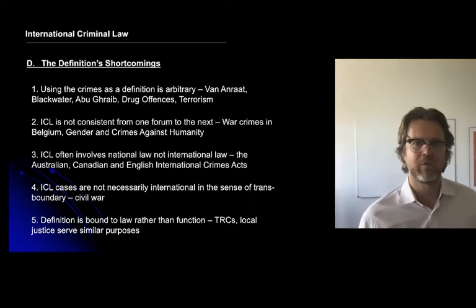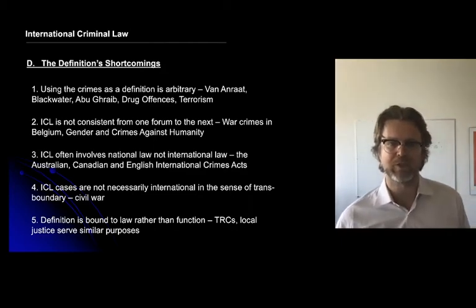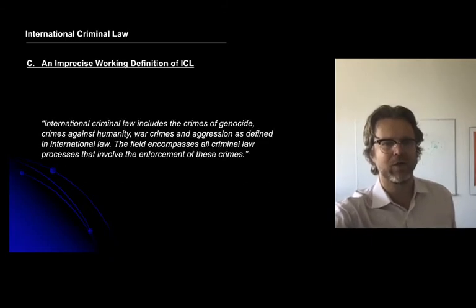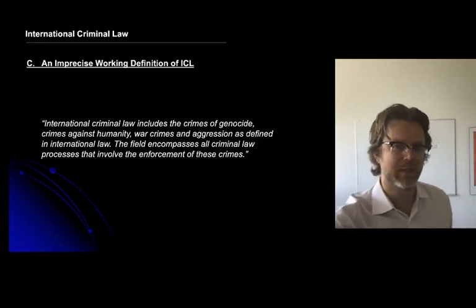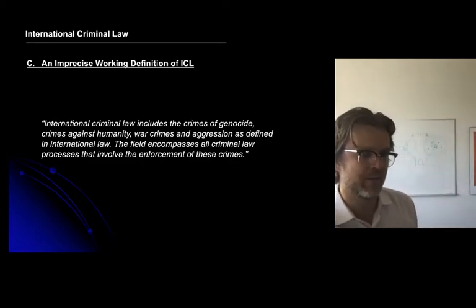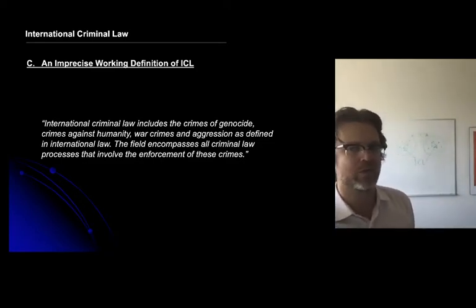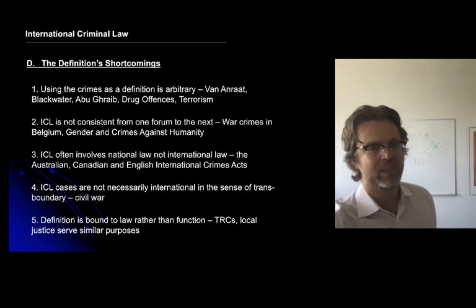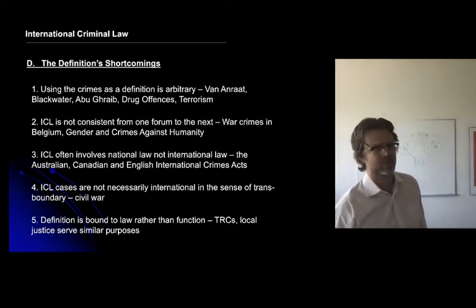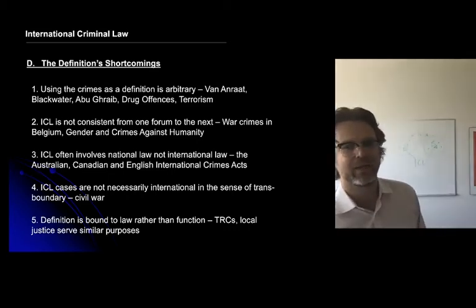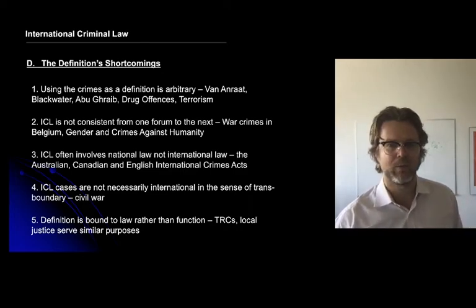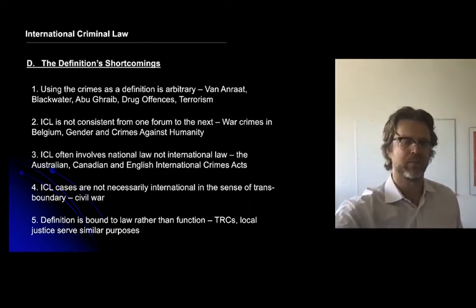I hope what you've got from this discussion thus far is that it's important for you to have an understanding of the working definition of international criminal law, and to understand that this really is the way that most people conceive of what constitutes international criminal law. But for all of these five reasons, its boundaries are a little amorphous. And so I think it's crucial that you come away with that understanding.